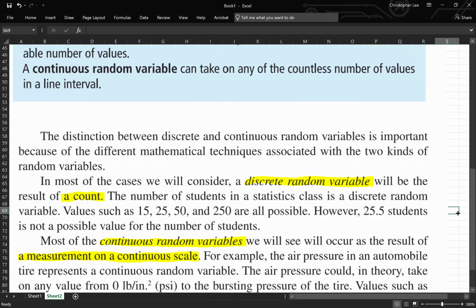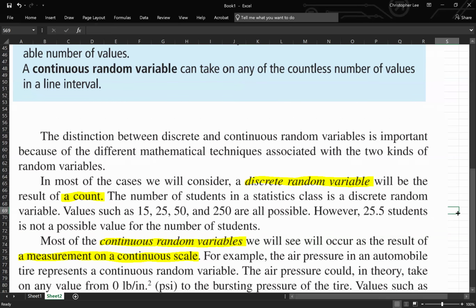So the distinction between discrete and continuous random variables is important because of the different mathematical techniques associated with the two kinds of random variables. In most cases, a discrete random variable will be the result of a count. That's the keyword there: counts. The number of students in a statistics class is a discrete random variable. Values such as 15, 25, 50, and 250 are all possible. However, 25.5 students is not a possible value, right? So whole numbers, not fractions.